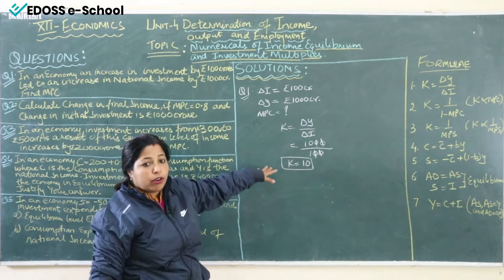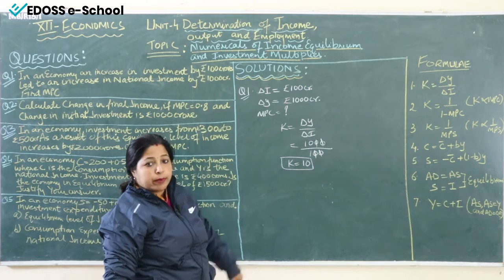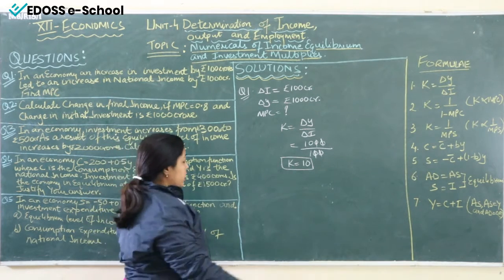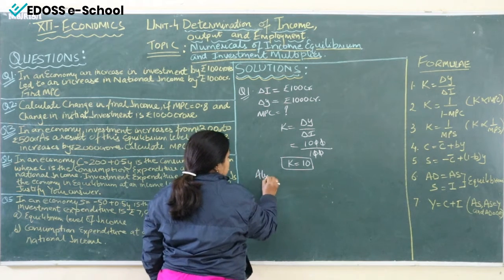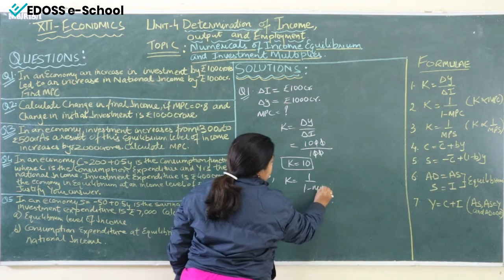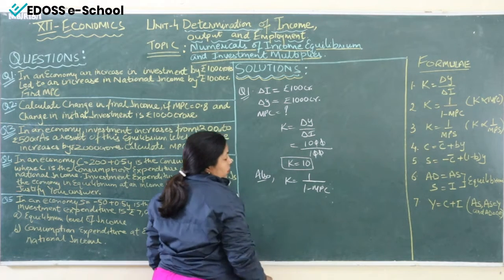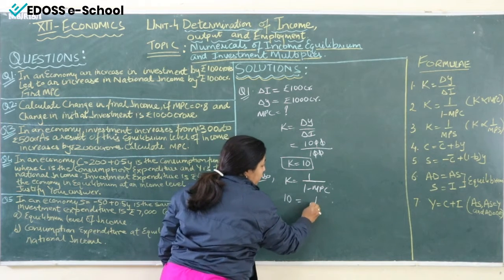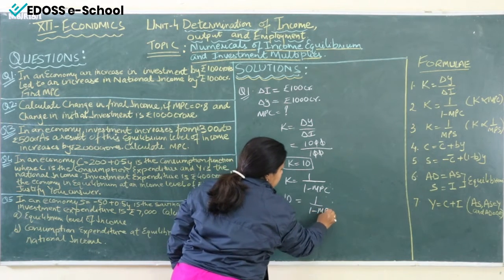We have got the value of k and we have to calculate MPC. So, to calculate MPC, we can take the next formula. k is also 1 upon 1 minus MPC. So, k is 10. We will write 10 in place of k: 1 upon 1 minus MPC.